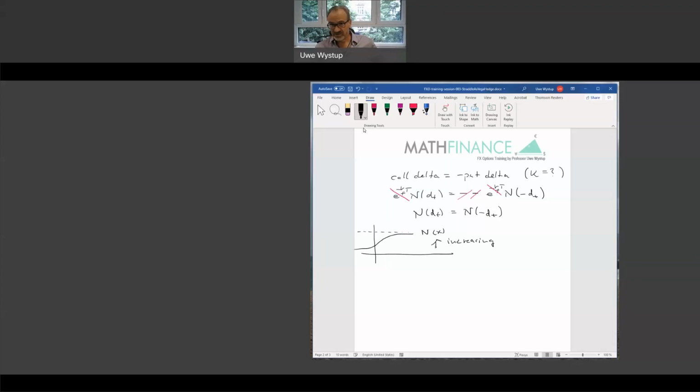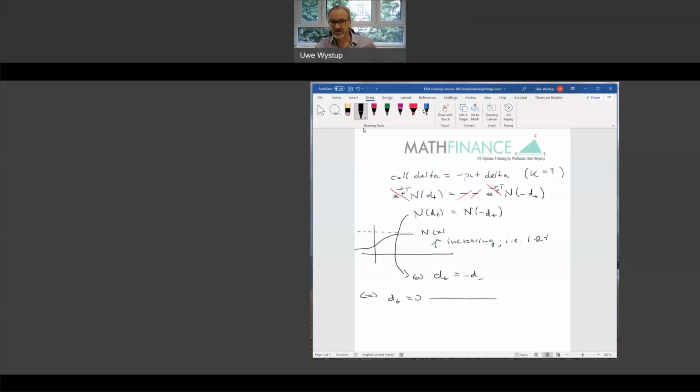It is also symmetric, but we don't need that. The main thing is that it's increasing, so that means it's a one-to-one function. So taking this from here, this is equivalent to d plus being equal to minus d plus. And obviously this only works if d plus is equal to 0.